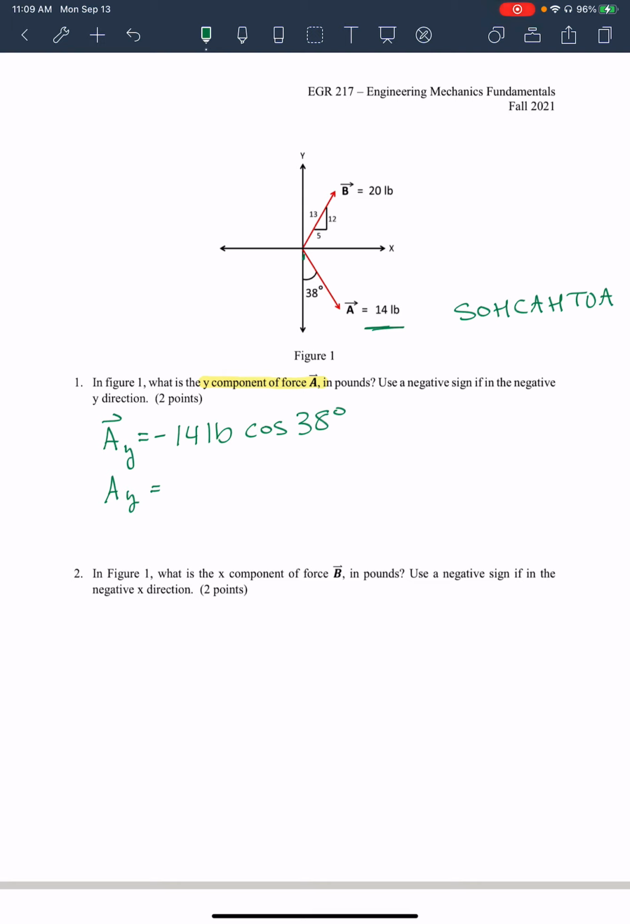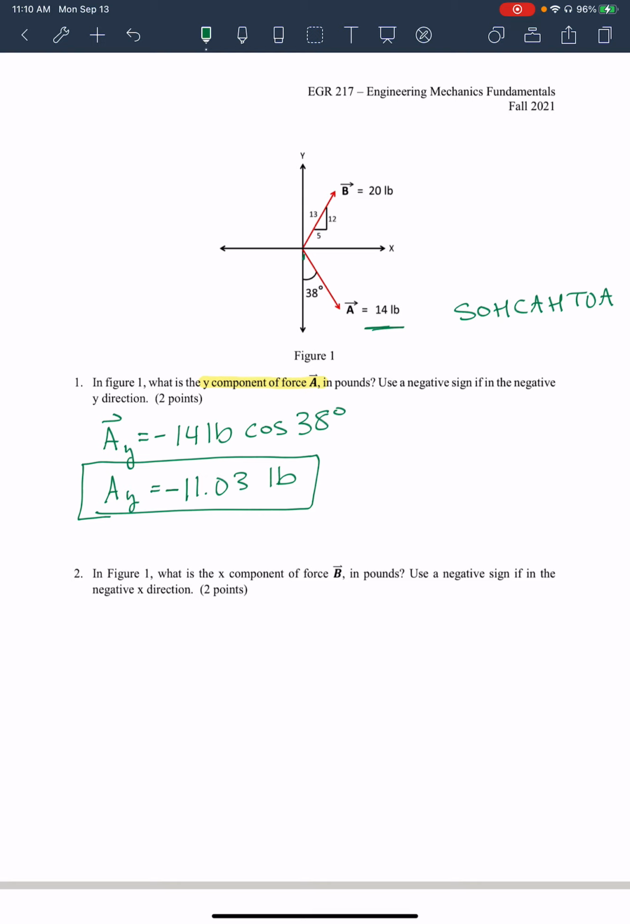14 times cosine of 38. We get 11.03 pounds. I'm just going to put a box around it. In figure 1, what is the x component of force B in pounds? Oh, I forgot the negative sign there. Negative 11.03.